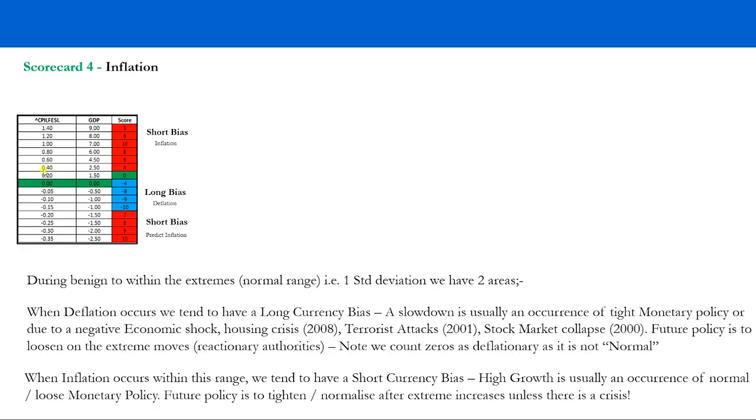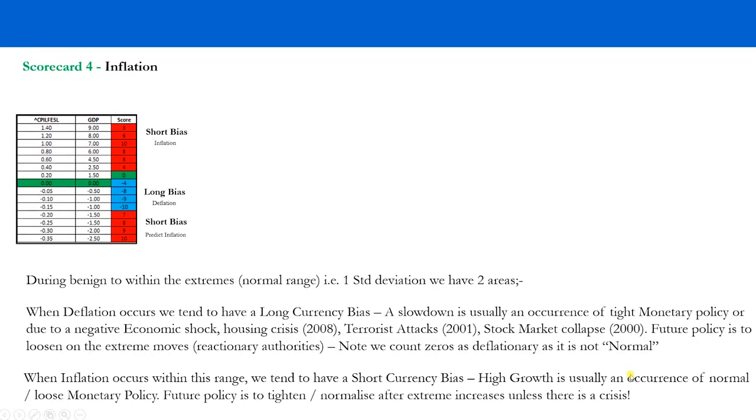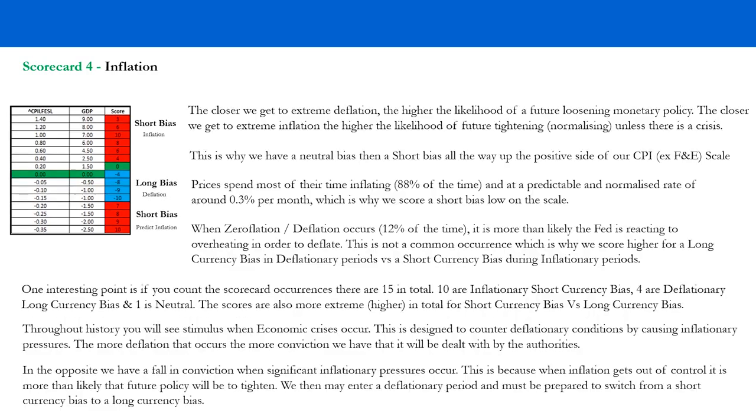So one standard deviation situation of inflation X food and energy at 0.2%, with associated readings throughout history of 1.5% GDP and 0.4% with associated readings of 2.5% GDP. For the 0.2 scoring, we assign a 0, and for the 0.4 scoring, we assign a low conviction short bias. So we score a 4 here. So let's try to cement our understanding here in a lot more detail.